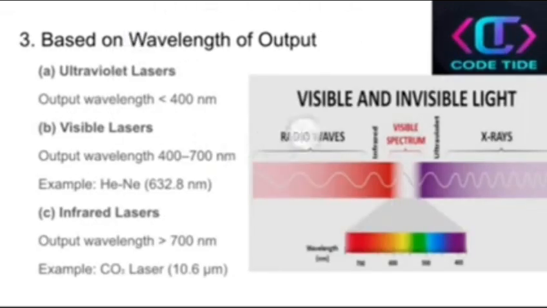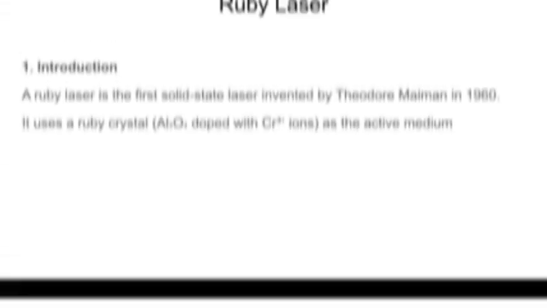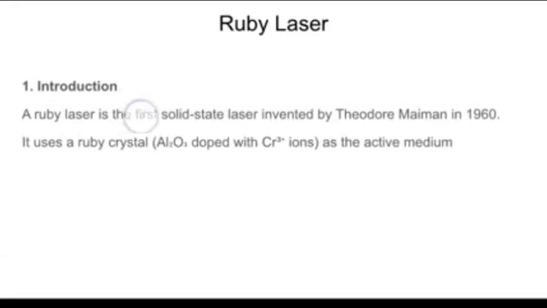On the wavelength of output, here we have different categories. UV means ultraviolet lasers, where the wavelength is less than 400. Visible is 400 to 700. This is the visible spectrum, and the infrared waves are greater than that. Example: CO2 lasers. Based on power, we have low power lasers.